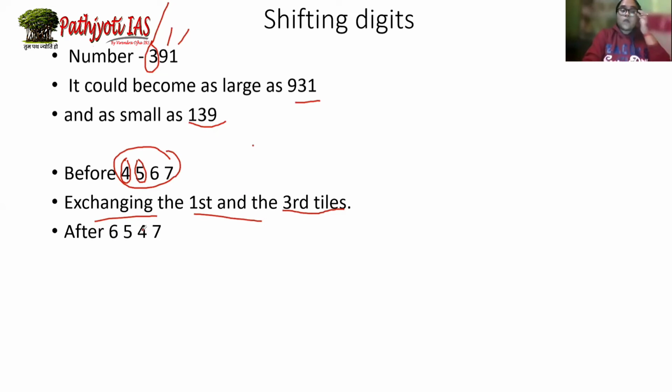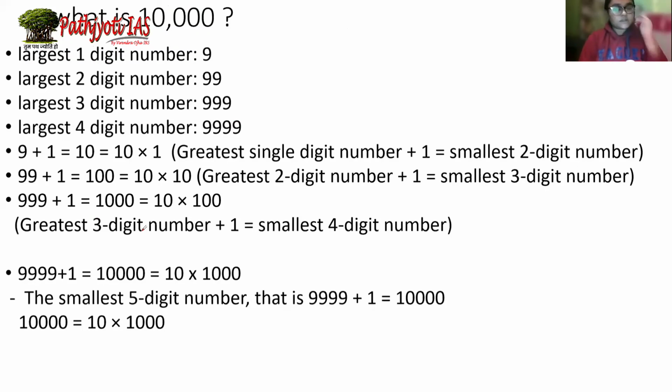Okay. So now we'll understand what is 10,000, the entire concept of 10,000. Before understanding that, Mr. Pankaj also mentioned in the chat box the greatest and the smallest two-digit number. So we'll start with the largest one-digit number, which is 9. The largest two-digit number is 99, then 999, 9999, and accordingly. If we add 1 to 9, it will give 10, which is the smallest two-digit number. And if we add 1 to the largest two-digit number, it will give the smallest three-digit number. Accordingly, it will move forward.